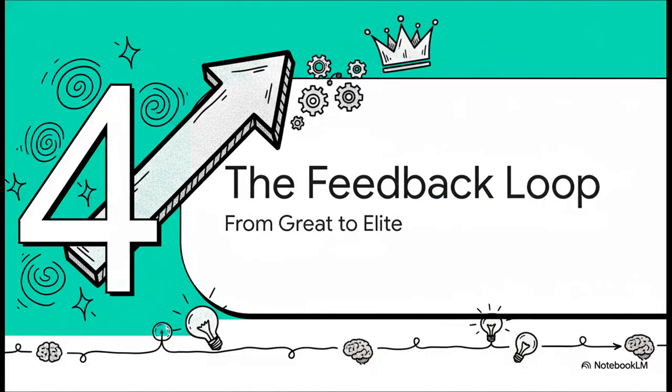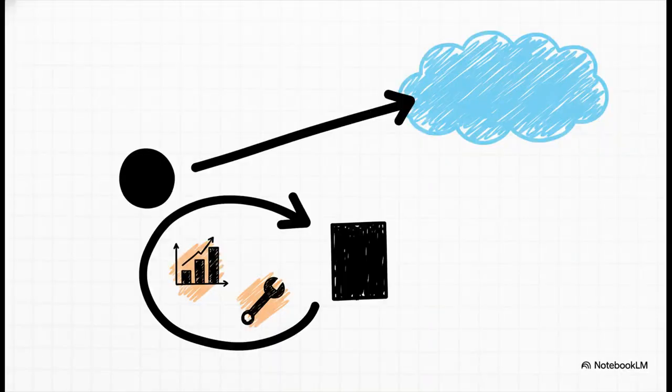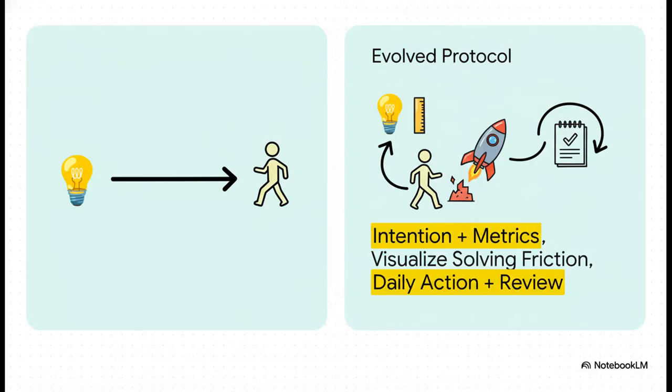Now, if you want to go from great to elite, there's one more layer we need to add. This is the upgrade. This is what separates the consistent builders from the occasional dreamers. It's really the secret weapon for continuous improvement. And that weapon is the feedback loop. So why is this so critical? Well, because without feedback, even the best intention can just degrade into fantasy. A feedback loop keeps you grounded in what's actually happening, letting you measure what's working, what isn't, and correct your course in real time.